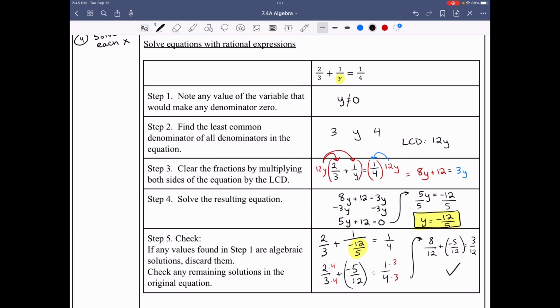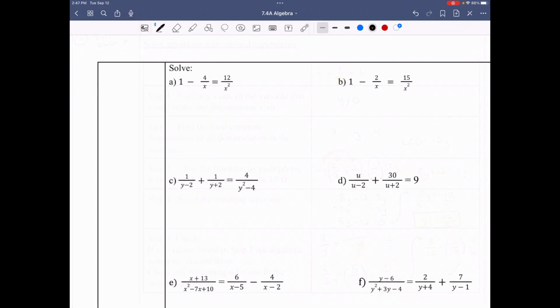When you're ready, turn your page. We will do A together, and then you'll do B in your groups. Okay, for A, the LCD is going to be x squared. And x cannot equal 0 because that would cause a 0 in the denominator. Just remember that for later. X cannot equal 0. So if we get 0 as an answer, we have to exclude it.